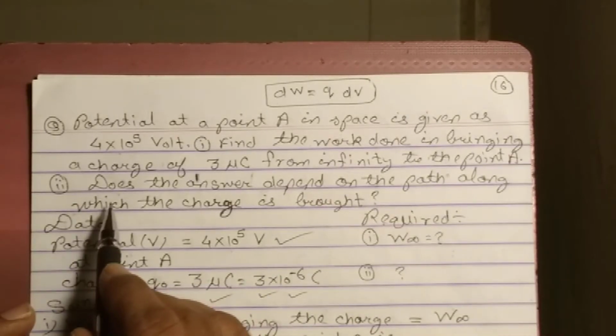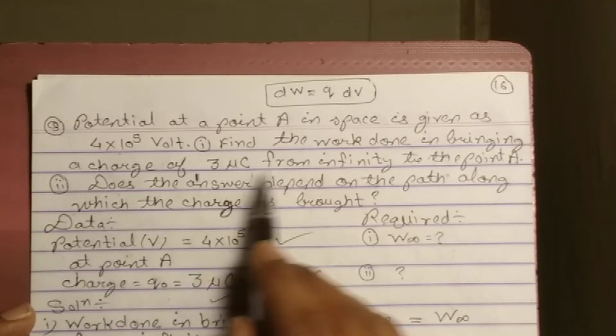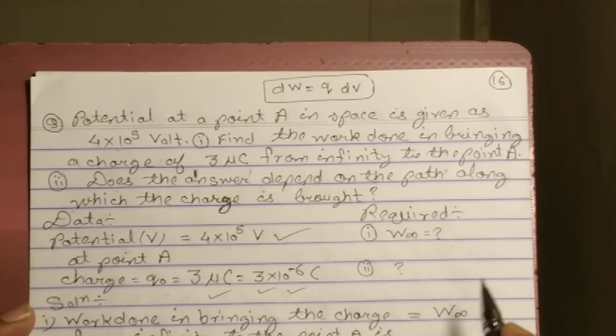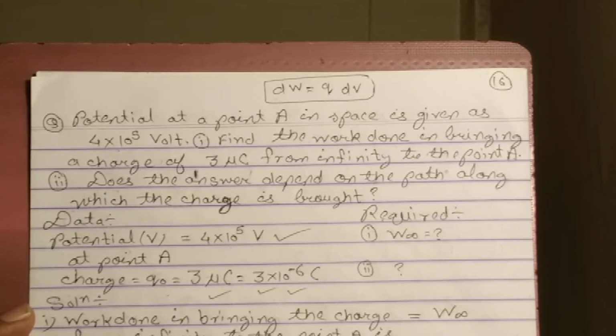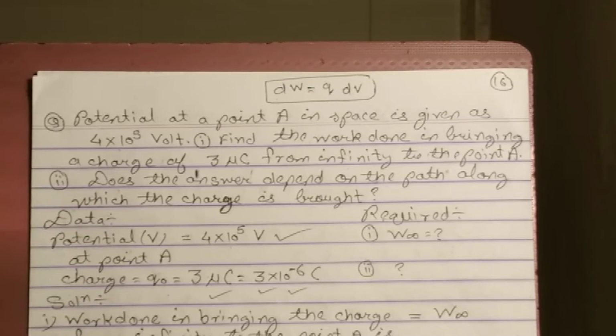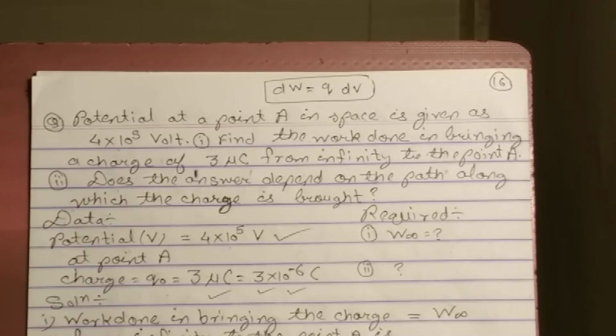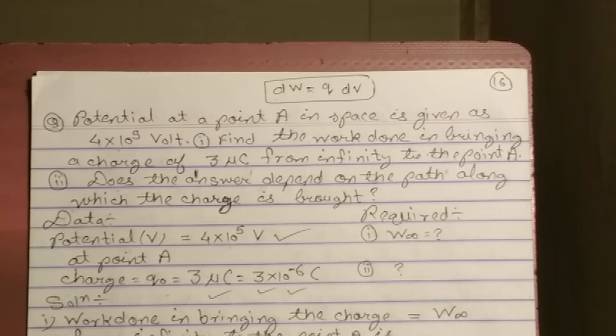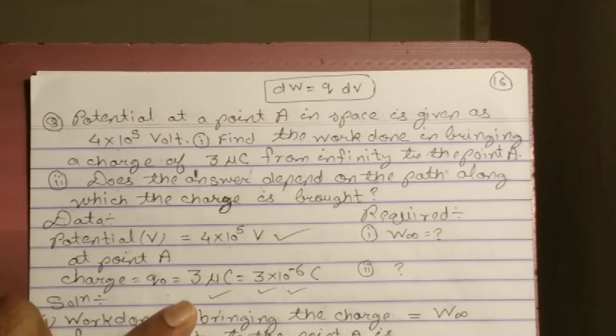So students, what is the work done? The question is: how much work is done when the charge is shifted from infinity to point A? The work done when a charge is brought from infinity to point A is given by the value of charge multiplied by the voltage at point A. Q naught here is 3 into 10 raised to minus 6. It is given over here.